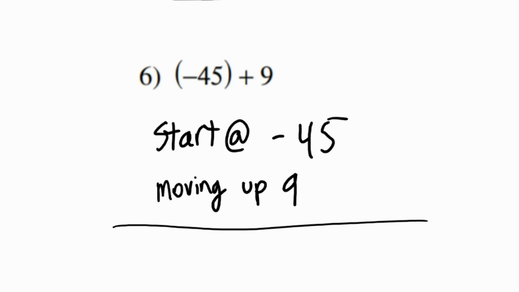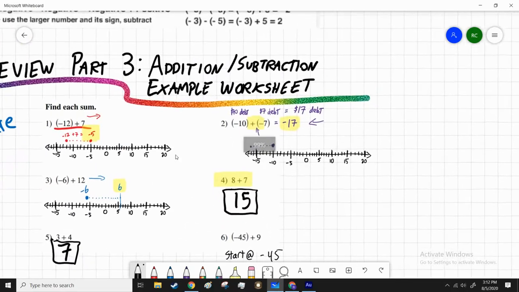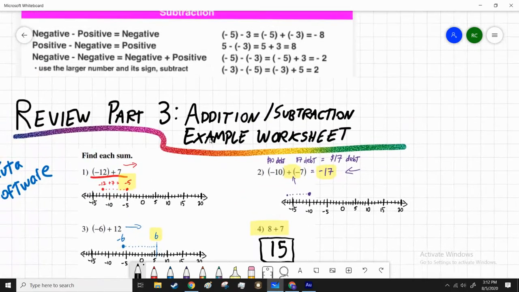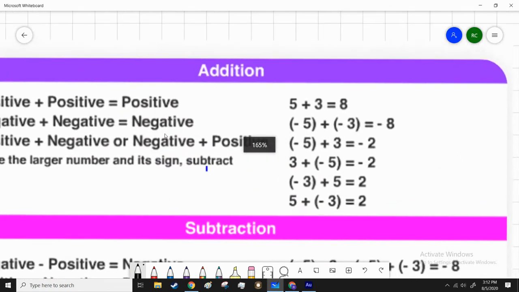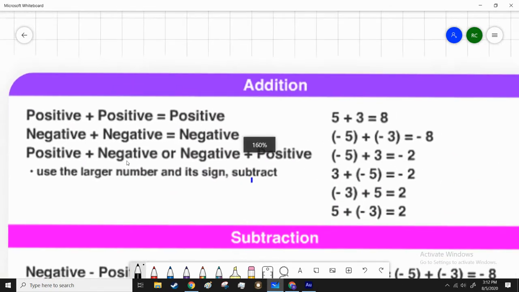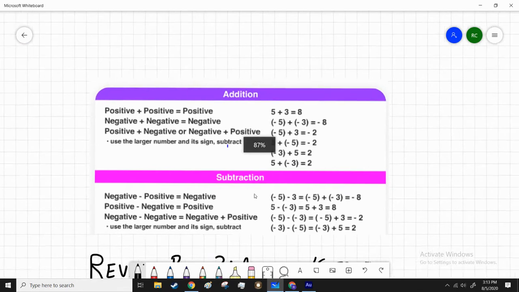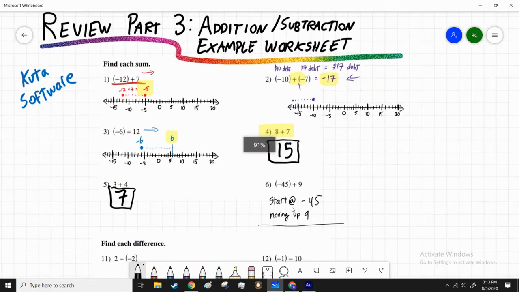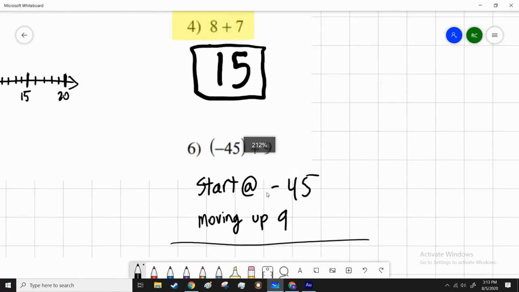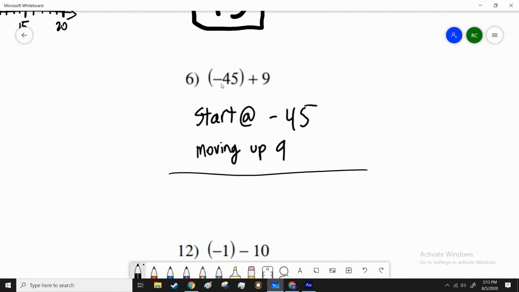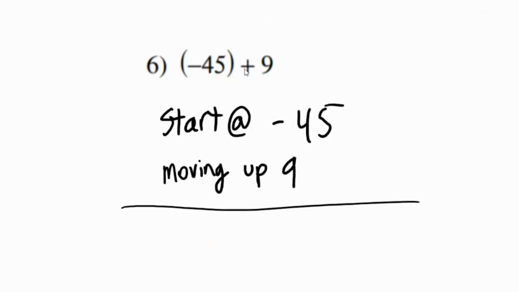So if we look back at the rules that we had at the very beginning of this episode, it should make sense. What are we doing? We're going up. So we're adding a positive and a negative. We use the larger number and its sign and subtract the 2. So in this case, using that rule, the larger quote-unquote number is negative 45, so we're going to use the negative sign and subtract the 2. So we end up getting negative, and then 45 minus 9, I believe, is 36.